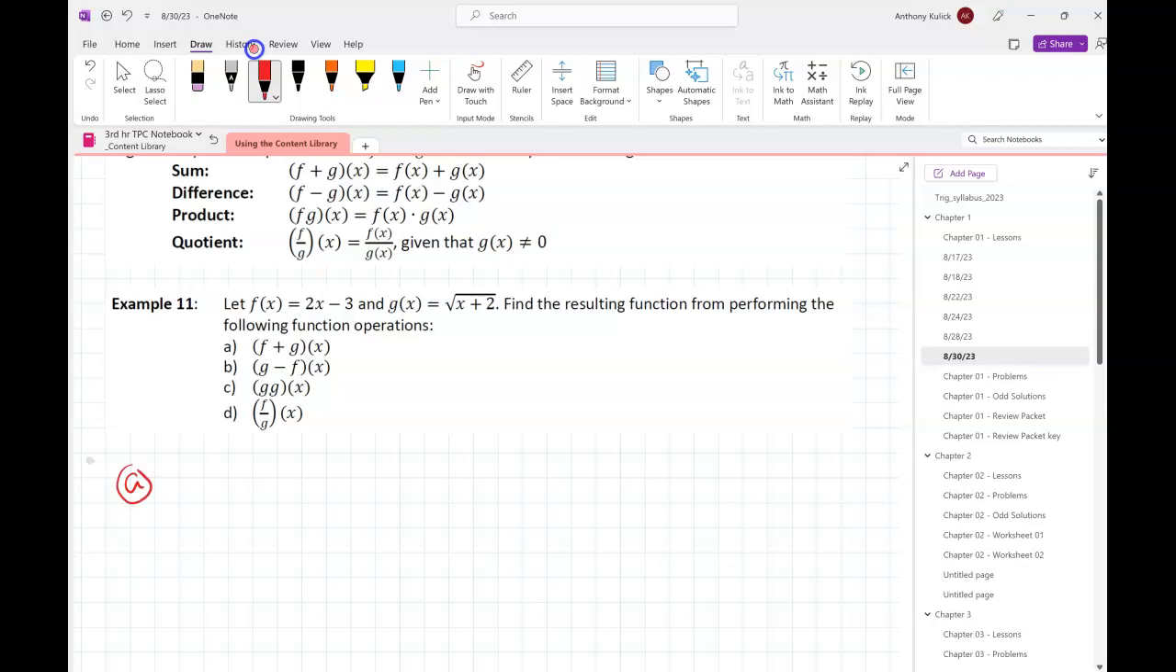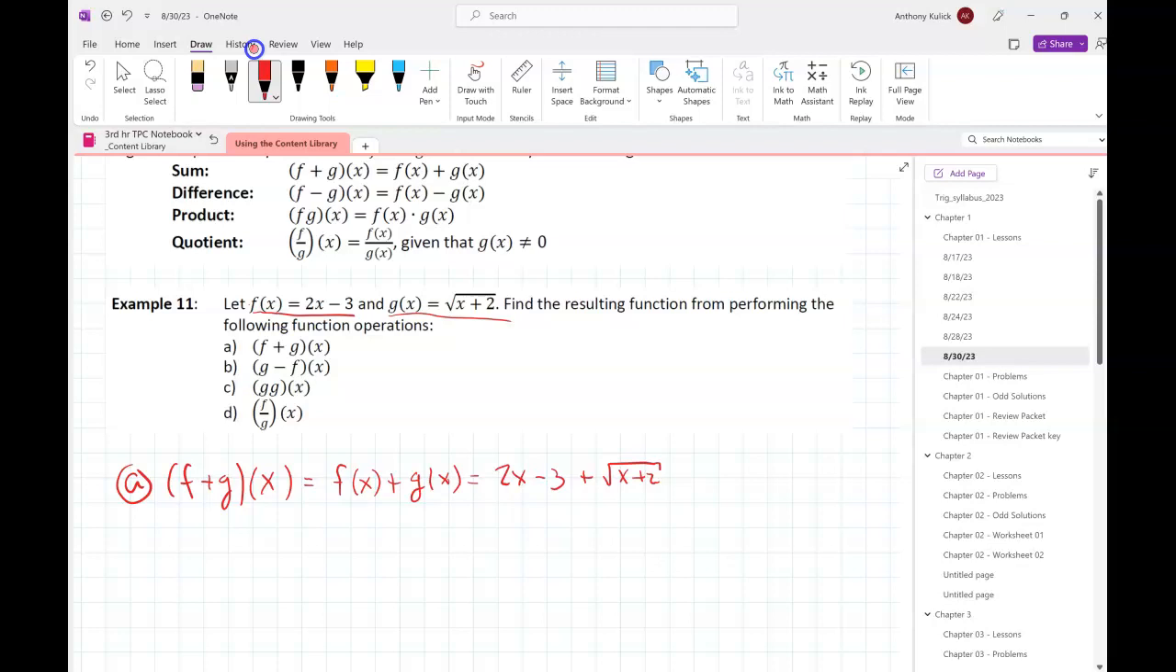So let's look. Here we're asked to do the sum of f, or we're doing f plus g of x. What does that tell me? Well, if I use my rule from above, that tells me I can just do f of x plus g of x. And I know from my definition here in the problem that f of x is 2x minus 3, and g of x is the square root of x plus 2. So I'll just replace my f and g with the appropriate function.